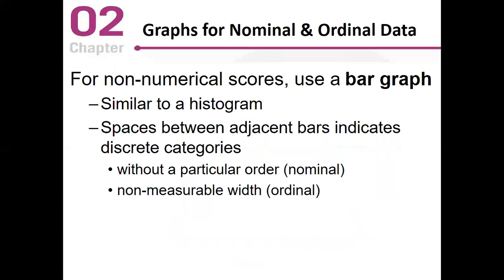Now, how do we graph nominal and ordinal data? We have to use what's called a bar graph. Okay, it's similar to a histogram. The only difference really is that we have spaces between the bars to indicate that we are talking about discrete and separate categories or types.